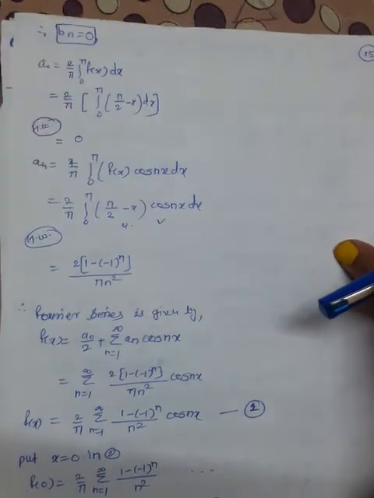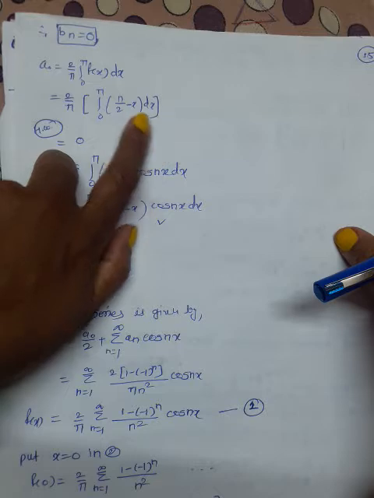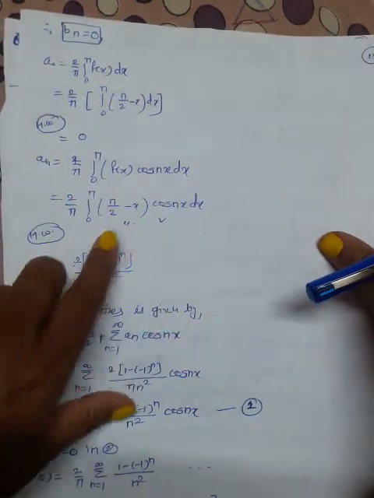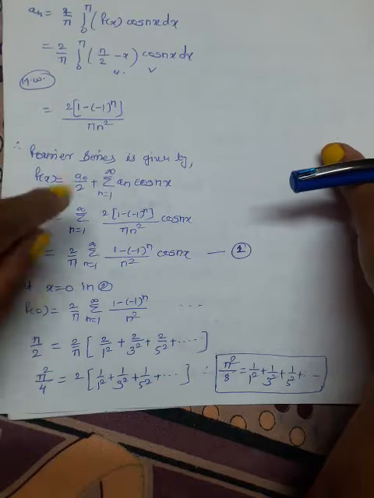These are the homeworks for you. bn is 0, a naught value formula is this. By solving this, a naught becomes 0, an formula is this. By using the u into v rule, this is the homework for you. Answer is this. Therefore the Fourier series of x is this.